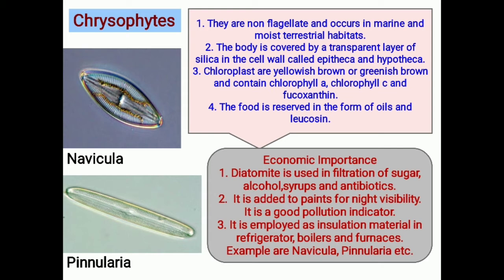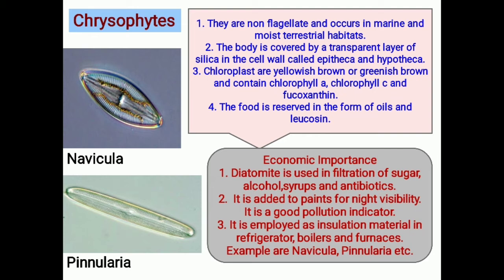Silica is an inorganic material, and the layering of the silica takes place above the cell wall. And this layering is of two types, that is epitheca and hypotheca. Epitheca means it is towards the upper part or upper covering, and hypotheca is towards the lower covering.